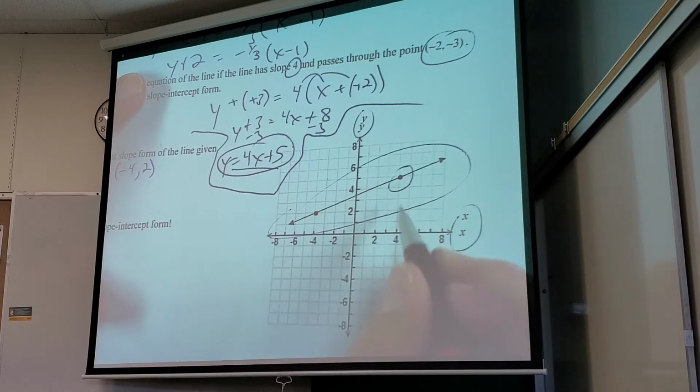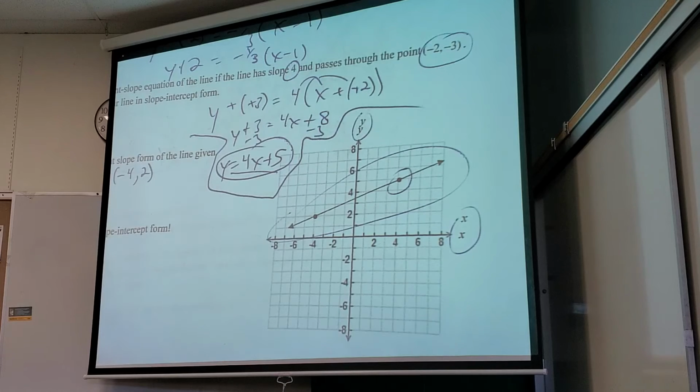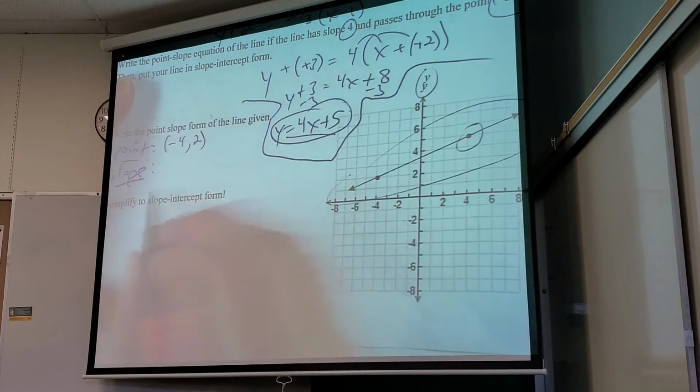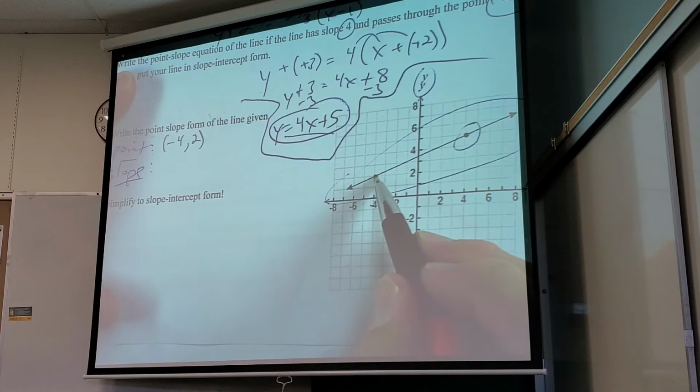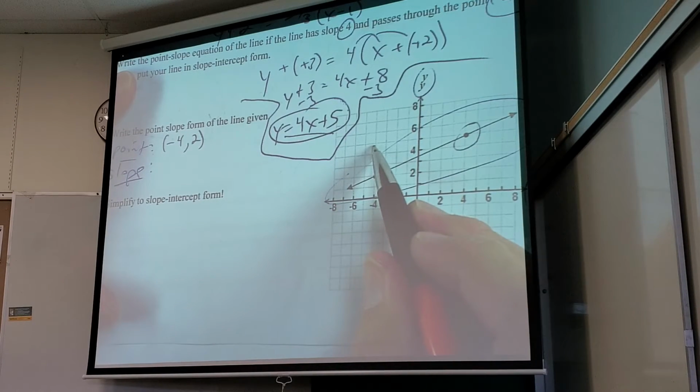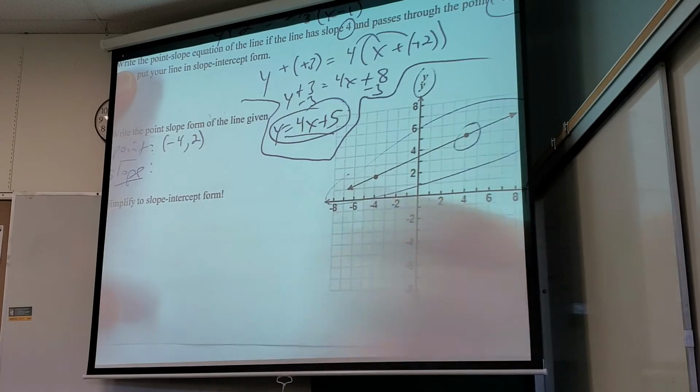If you use this one, you're going to end up with the same equation, because there's an infinite number of points. It doesn't matter which one you use, it should come out to the same equation. And what's my slope? 3/8. And it goes up 1, 2, 3, and it goes over 8.